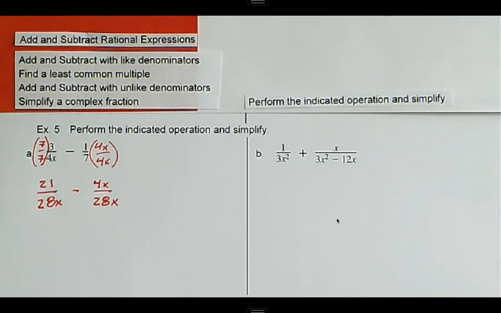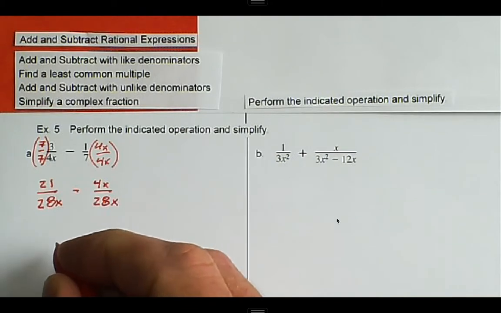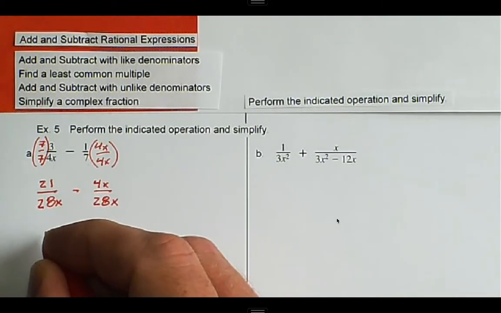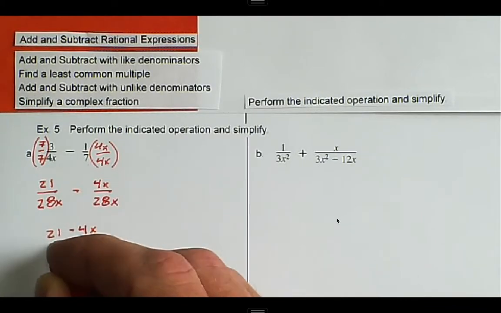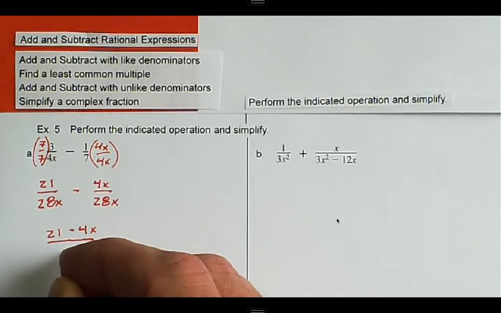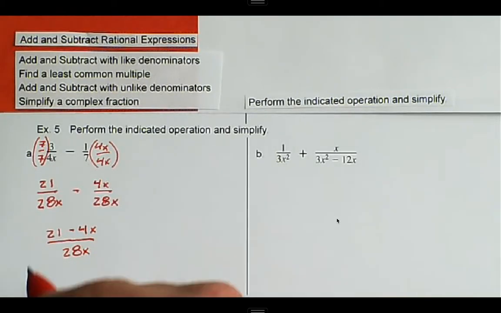Then we can put these two together and subtract the numerators. We have a constant and we have a variable, so we can't combine those like terms. So what we end up with is just 21 minus 4x divided by 28x, and that is in its simplest form.